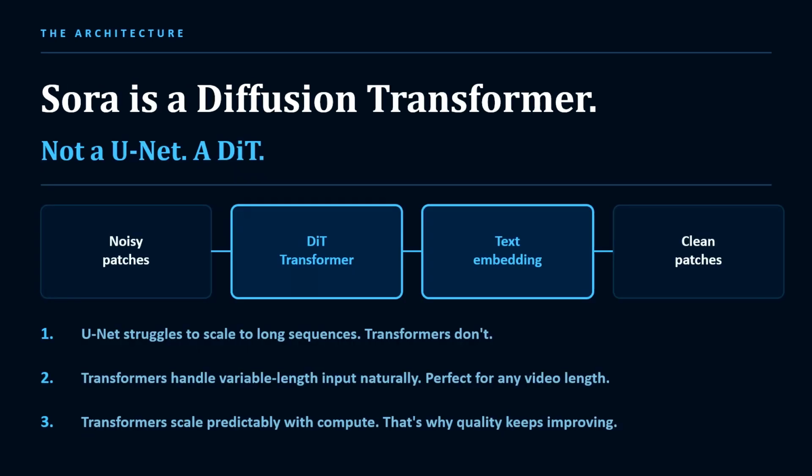It's a diffusion transformer, not a U-Net, a DiT. There are three reasons why. U-Nets struggle to scale to long sequences. Transformers don't. Transformers handle variable length input naturally, which is perfect for patches of any video, and transformers scale predictably with compute. That last point is critical. It means the more you invest, the better it gets.